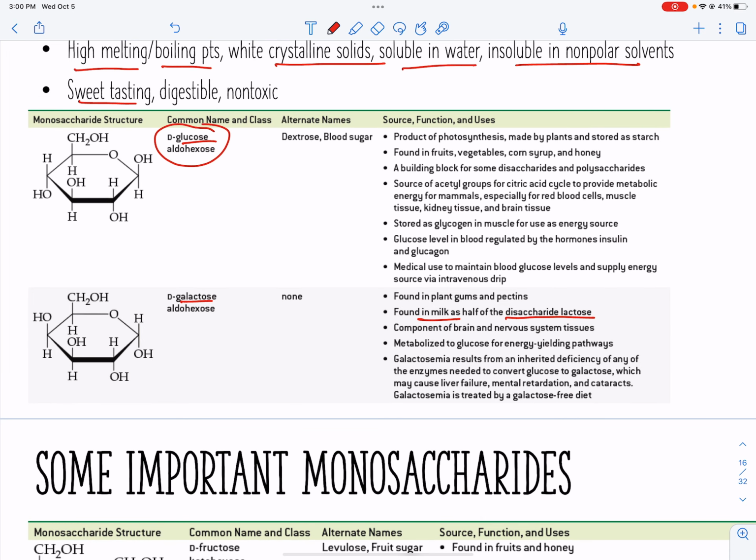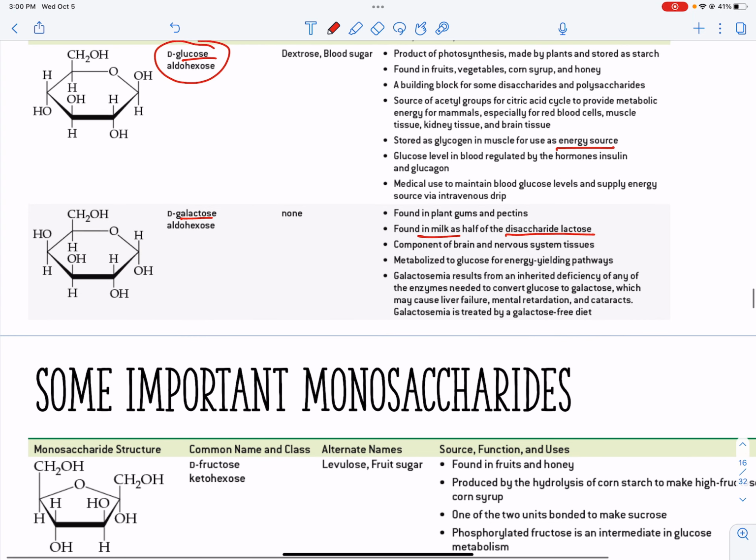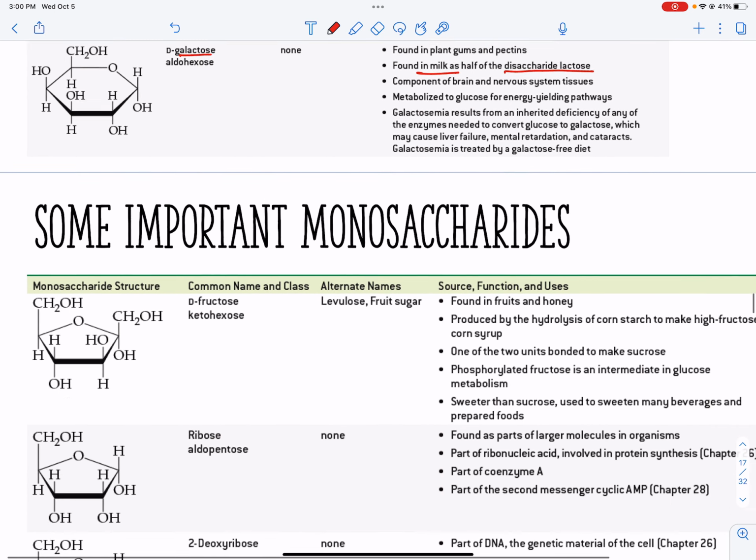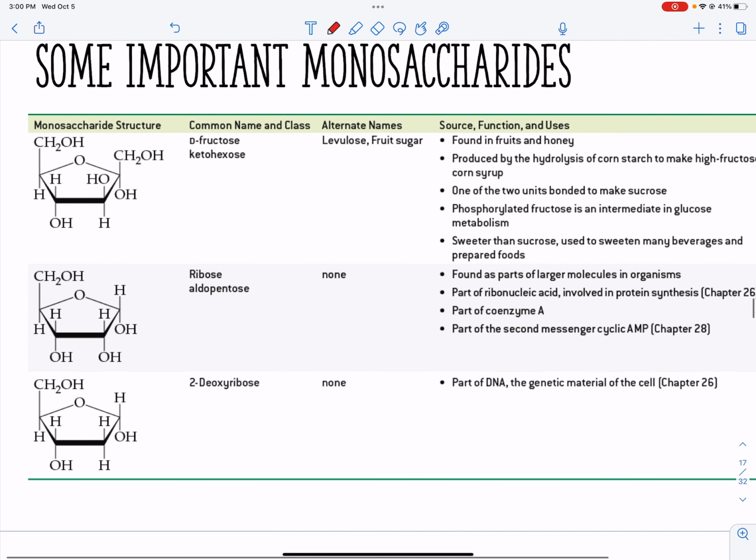Glucose, by the way, is our body's primary source of energy. This is the monosaccharide that our body digests. It's our primary energy source. And this is what's heavily regulated by insulin and glucagon, our blood glucose levels. You probably knew those things. Then you also have fructose.